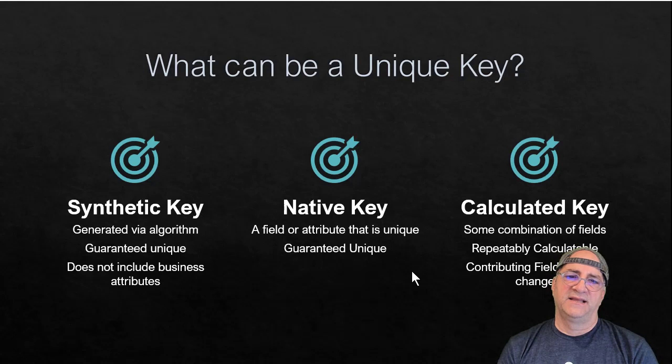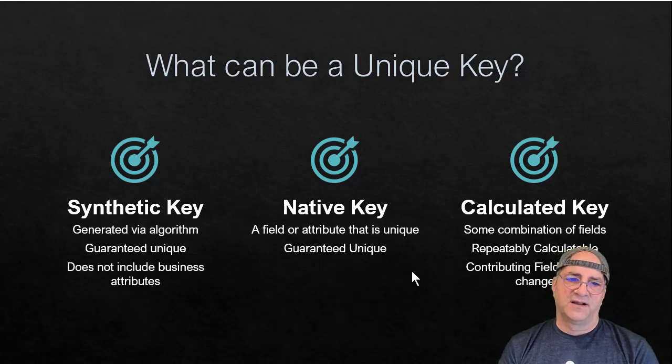So the native key, in this case, I'm just going to say is a field, and it could be a combination of fields, but we're going to talk about a calculated key in a minute. And the idea is it's guaranteed unique. And then you have a calculated key, which is a combination.